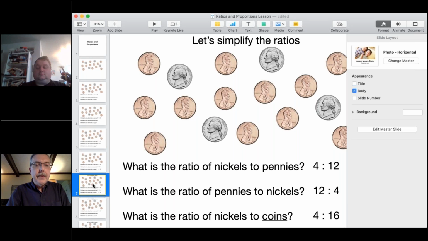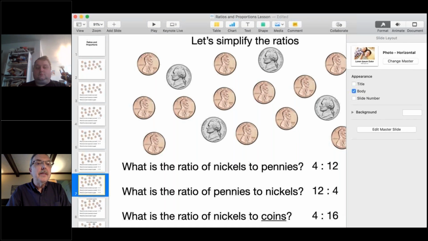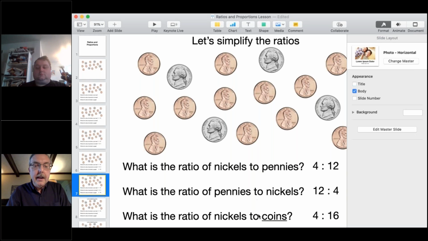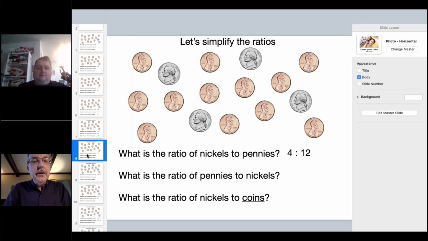So let's look now. What we want to do now is simplify. And let me get this a tiny bit bigger. What we want to do now is simplify these. And you can do that just like you do fractions. If we had a fraction that was 4 over 12, we know that 4 goes into 4 one time, and 4 goes into 12 how many times? 3 times. So just like we reduce a fraction, we can do that for this. Just like turning 4/12 into 1/3, you can take a ratio and turn that into a 1 to 3.